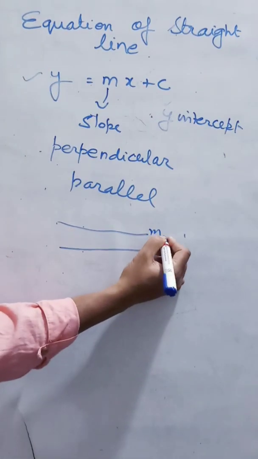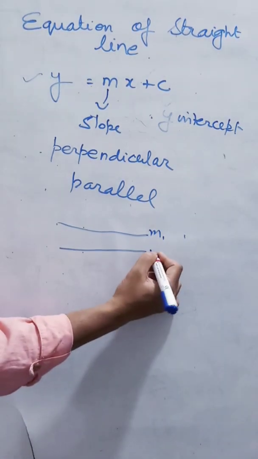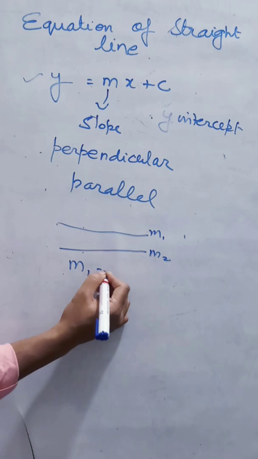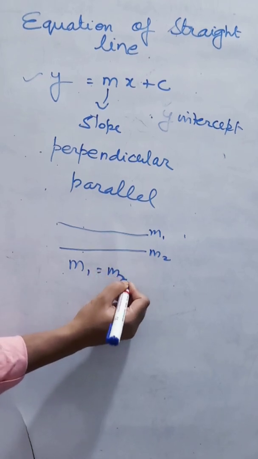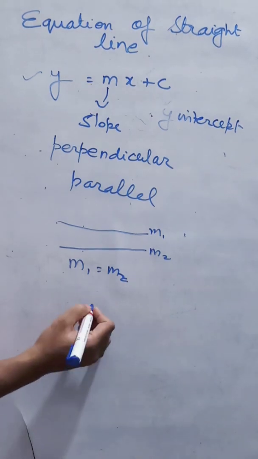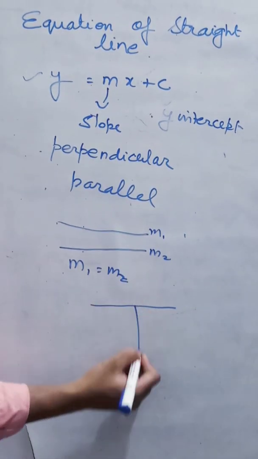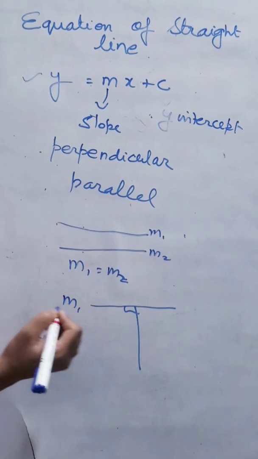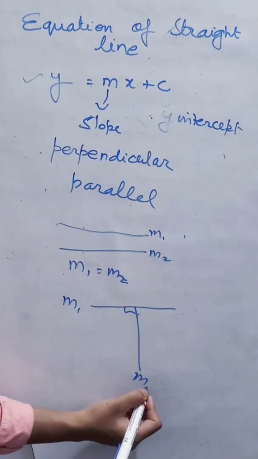If the slope of this line is m1 and the slope of this line is m2 and they are parallel, then m1 will be equal to m2. So parallel lines will have the same slope. Now we come to perpendicular lines. If two lines are perpendicular to each other, here the slope is m1 and here the slope is m2.